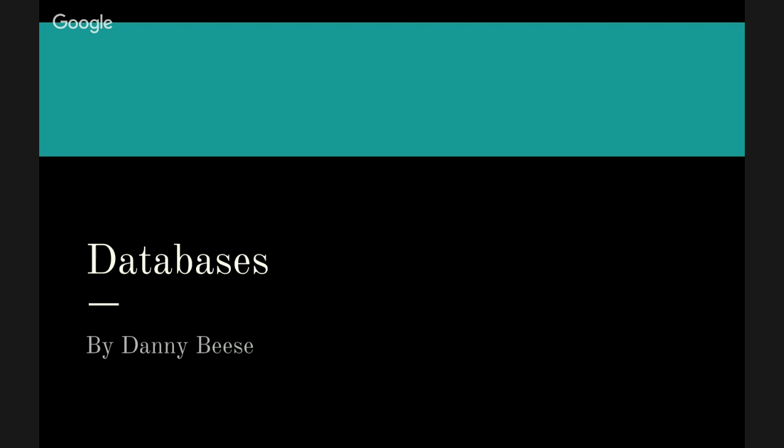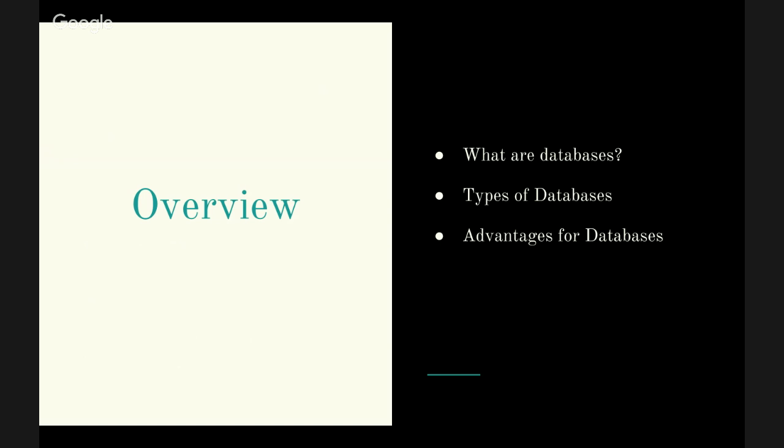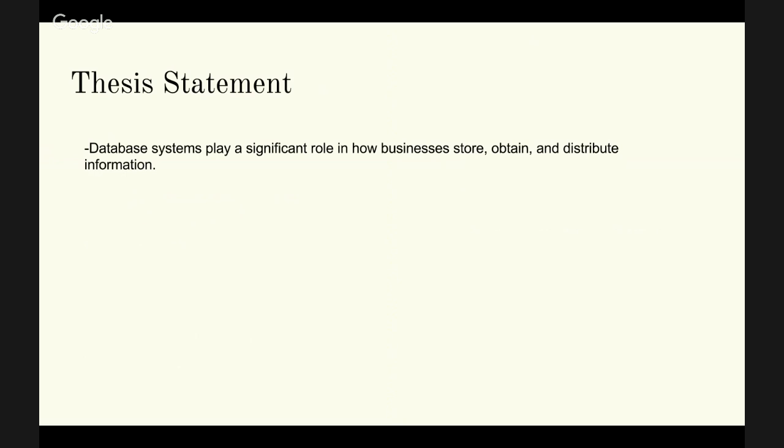Today I will be talking about databases. Now, here's my overview. Today in my slideshow presentation, I'm going to discuss the types of databases, what a database exactly is and what it does, and the advantages of databases in the working and business world. Before I get started, I'd like to point out my thesis statement. Database systems play a significant role in how businesses store, obtain, and distribute information.